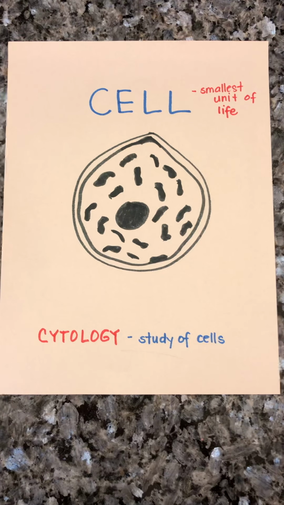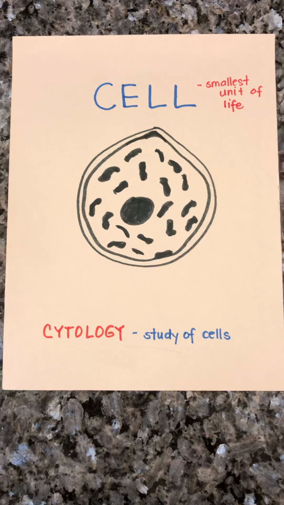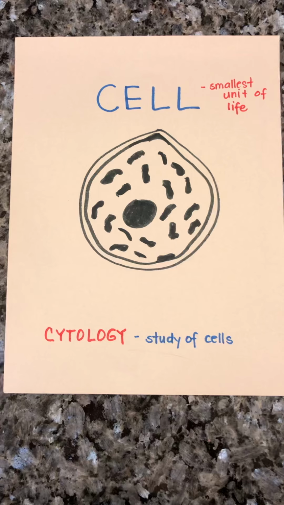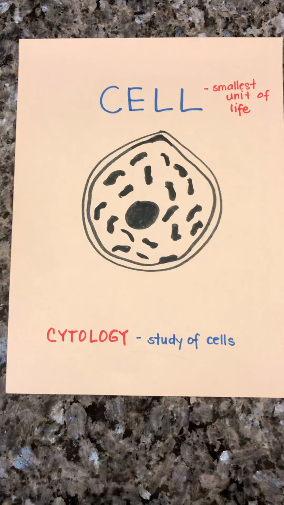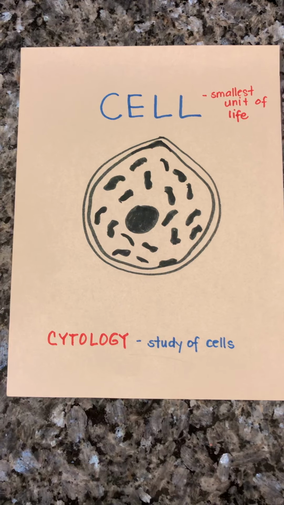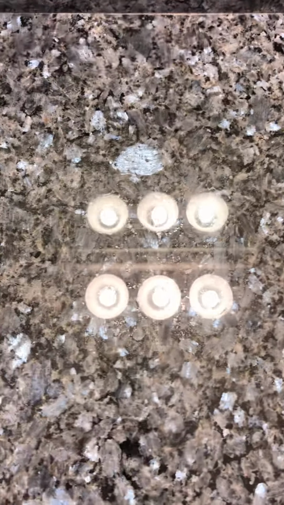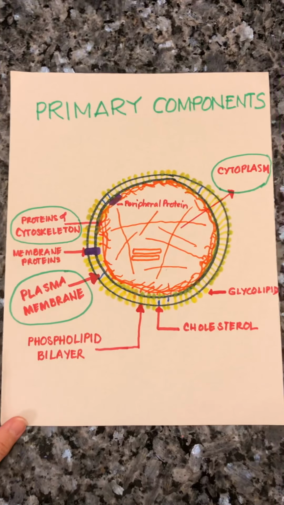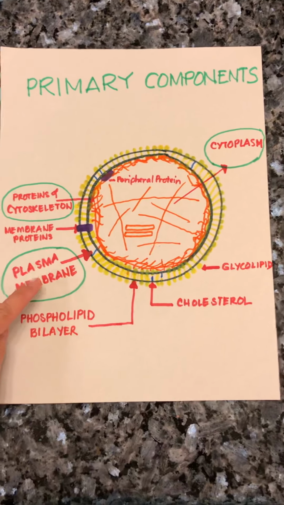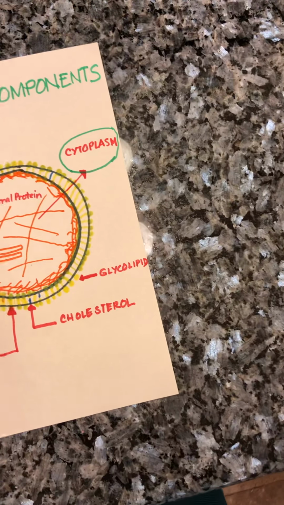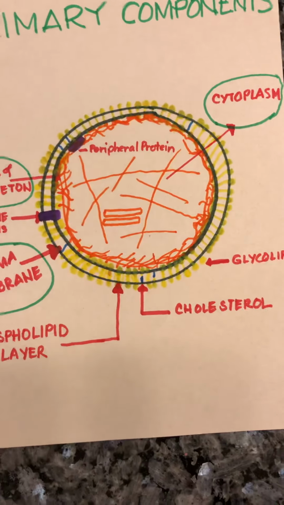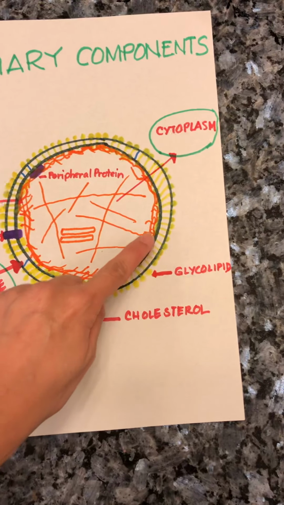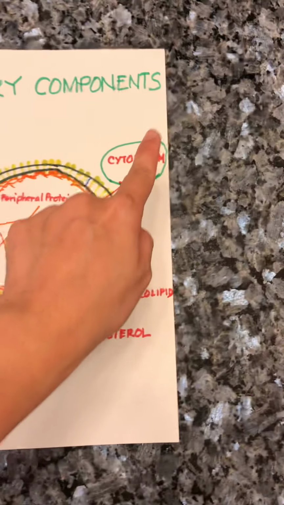Hello everyone, today I'm going to be talking about the smallest unit of life called the cell. A cell is the basic structural, functional, and biological unit of all known organisms. Cytology is the scientific study of cells. Cells have primary components. Those primary components are the plasma membrane, cytoskeleton, those are the orange things right there, and the cytoplasm.